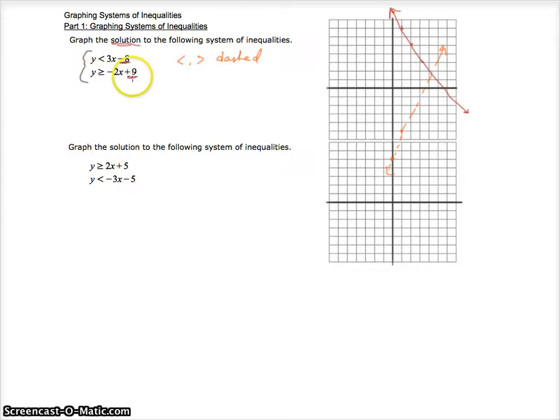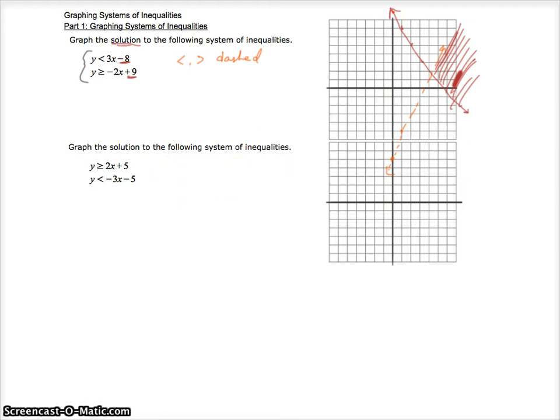So I need to look at the y-intercepts. So y is greater than 9 over here, and it's less than negative 8 down here. So they're going to overlap here, so I'm going to shade this region. Okay, and that's the solution. All of my solutions will fall over here. Let's look at the second one.